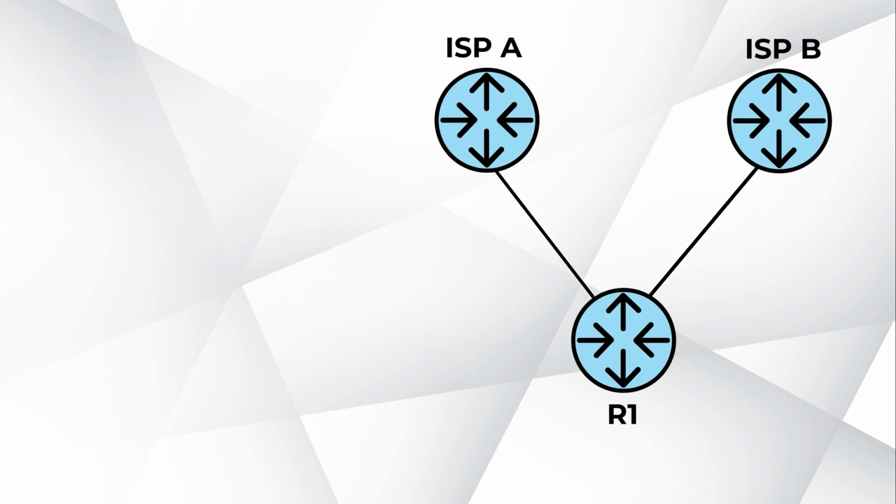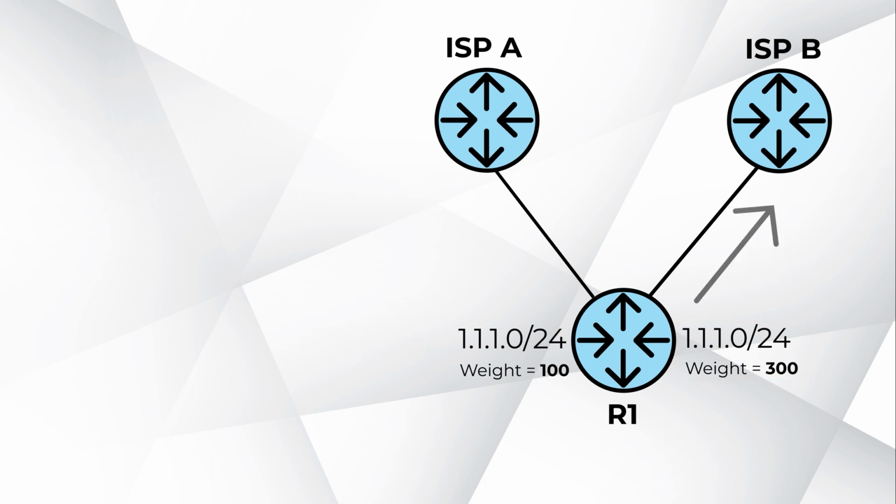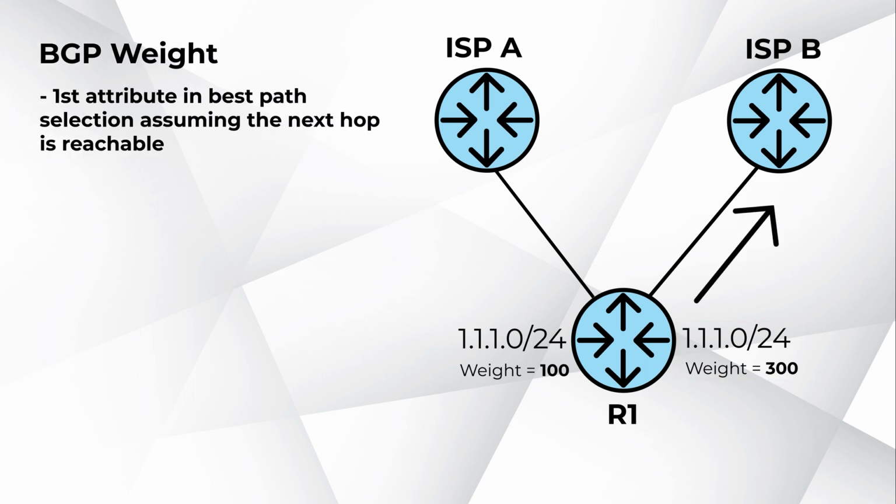When a BGP router has multiple paths to the same destination, the route or prefix that has the higher weight value is going to be preferred. The first thing you should know about weight is that it's the first attribute in the BGP best path selection algorithm, assuming that the next hop is reachable. Weight is also considered Cisco proprietary, so you're probably not going to see it on other vendors.